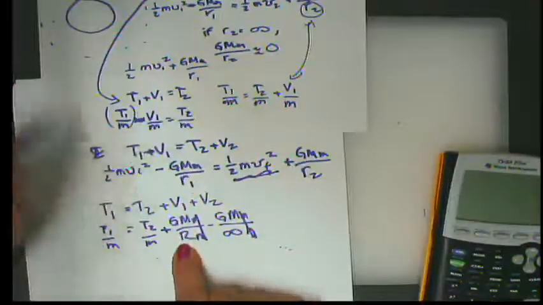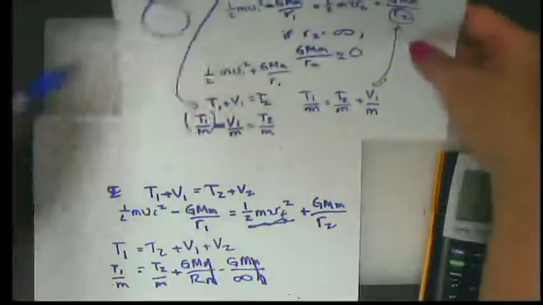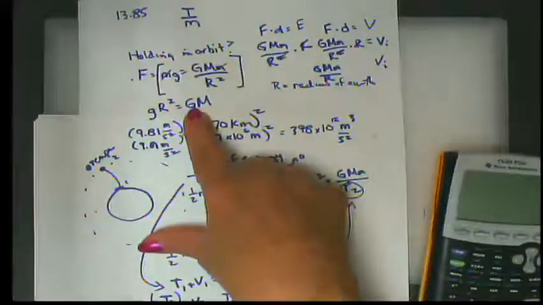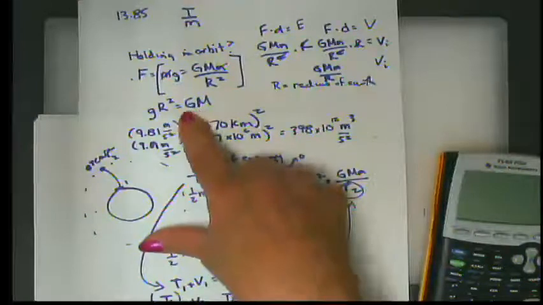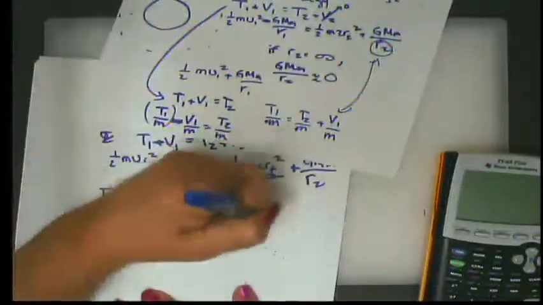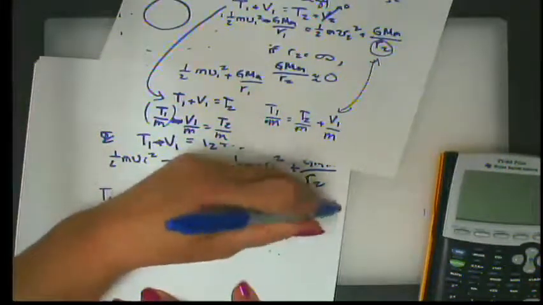Oh, no, see, that's what I don't like. That's where I come up with this. Okay. I know that GM can actually be expressed as gR squared. I don't like this. I do not like this substitution. It kind of bugs me. All right.